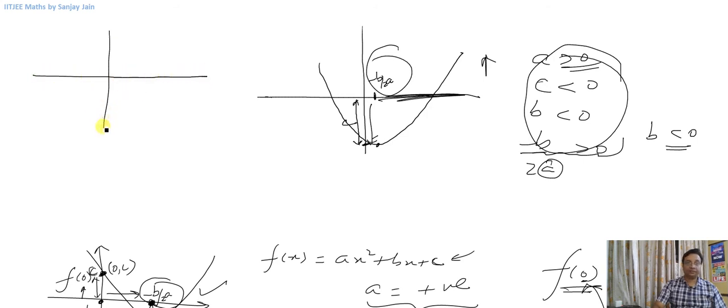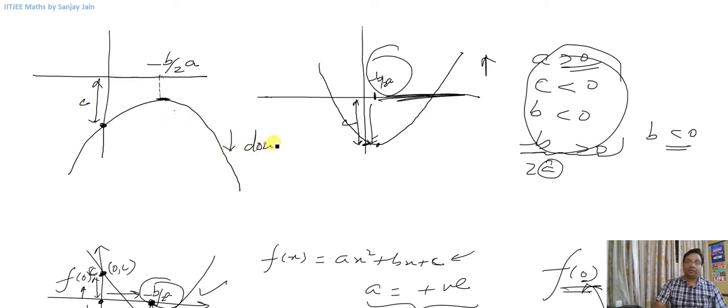Okay, let me take one more graph. Let us take this graph here. So this is the maximum value of this graph. Obviously it will happen at x equal to minus b by 2a. All right, and this is where it cuts the y-axis. So this is the value of c, and it is opening downwards. So a will be negative, and c we have seen is negative.